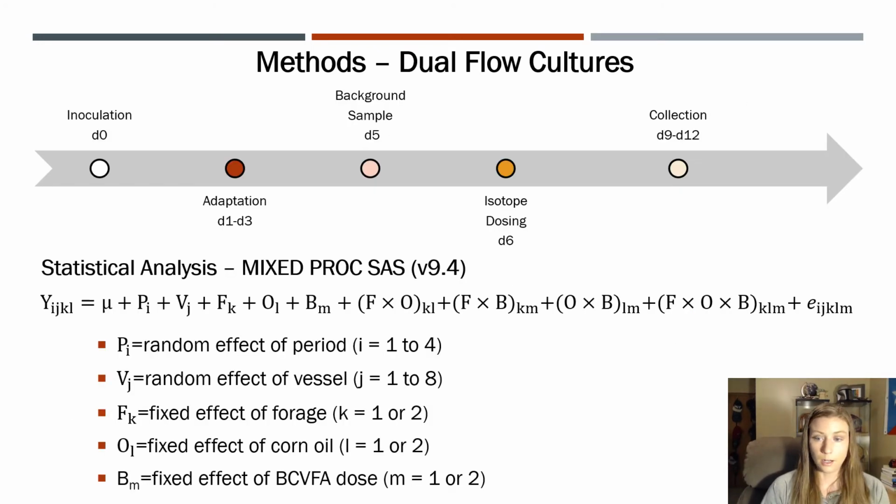Then the data that I'm going to show you today was analyzed using the mixed procedure of SAS, where we had the random effect of period, the random effect of vessel, or each individual fermenter, and then the fixed effects of forage, corn oil, and branched-chain VFA dose, and then those fixed effects' interactions.